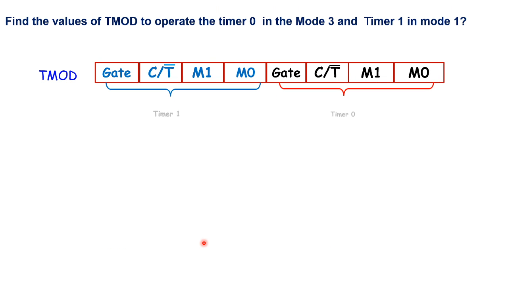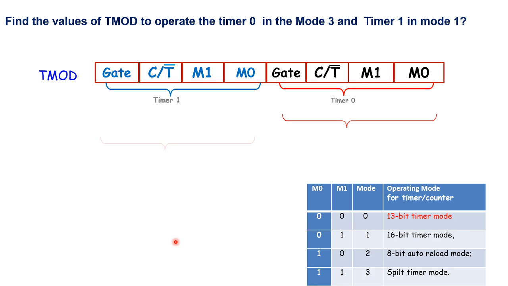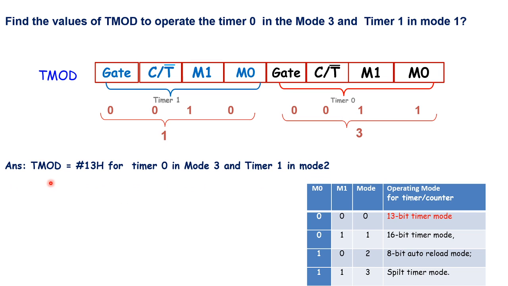Now how to find the value for timer 0 in mode 3? It will be like this. So this is mode 3. Timer 1 can work in mode 2, and timer 0 works in mode 3, the split mode. So this will be 2 and this is 3. So the value loaded in TMOD is 23H for timer 0 in mode 3 and timer 1 in mode 2.